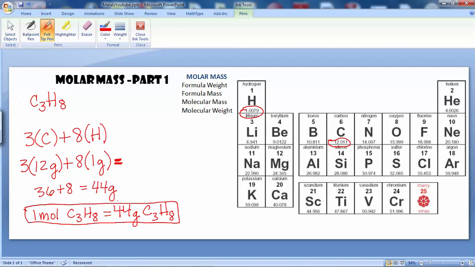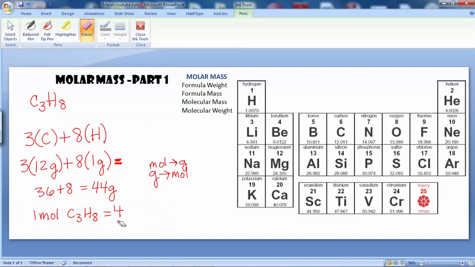Now, for this reason of going back and forth from grams to moles and moles to grams, which we've already done, this is the reason I explicitly want you to write this equation out for moles and grams. Okay, so let's see if we can try another problem.